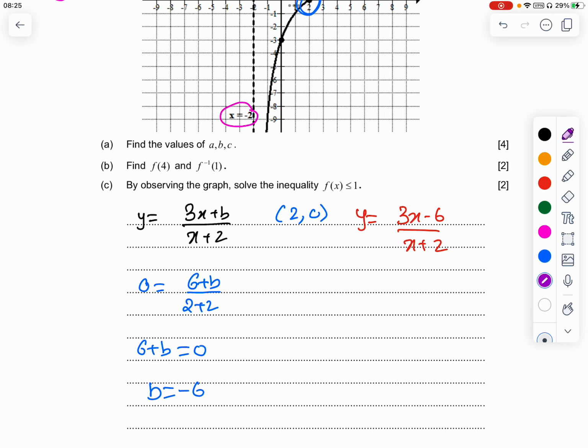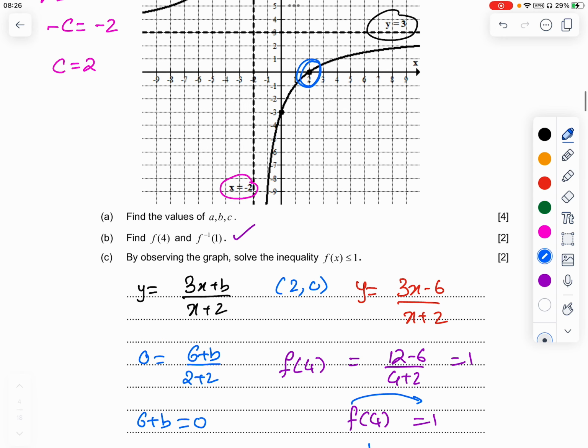What is he asking us to find out? F of 4. So plug in 4: 12 minus 6 upon 4 plus 2, which is 1. So f of 4 equals 1. He's asking f inverse of 1. Move f to the other side. So f inverse of 1 equals 4.